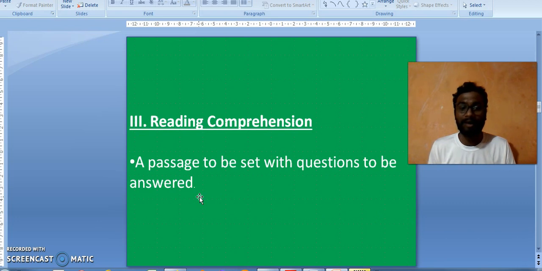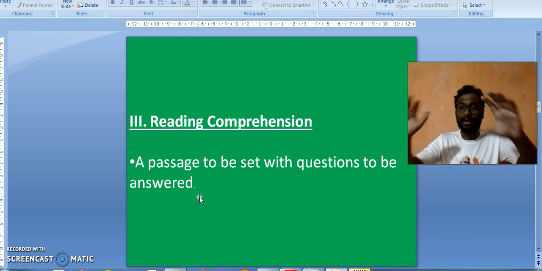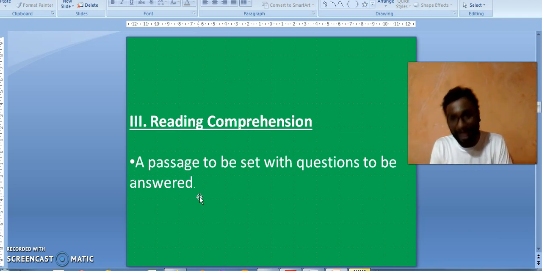We have reading comprehension. The third part is reading comprehension. In reading comprehension, generally a passage is set with questions to be answered. A long passage will be given, and questions will be asked based on the paragraph. You have to give the answers from the multiple choice options. A passage will be given, and questions related to the content in the passage will be asked. So we have to answer the questions, right?